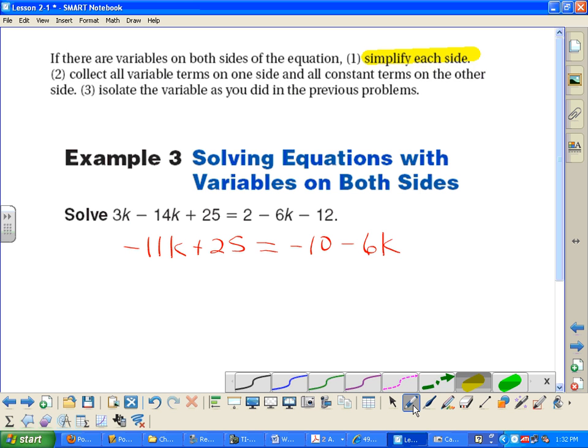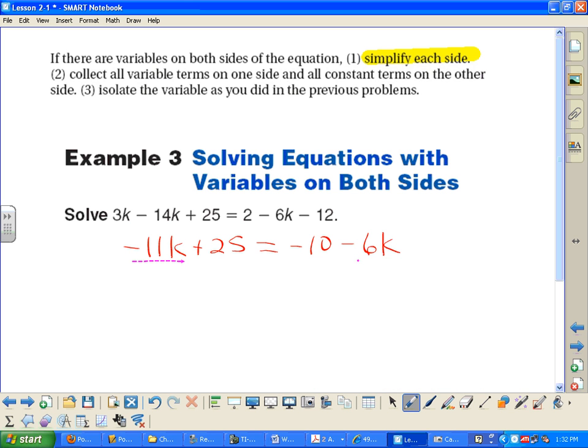So we're looking at the two variable terms. We've got negative 11k and negative 6k. Which of those is smaller? Negative 11 or negative 6? Which is smaller? Negative 11 is smaller. So we're going to add 11k to both sides. All right, so we have 25 left on the left side. And then I'm going to change the order too. I'm going to make it negative 6 plus 11 is 5k minus 10.